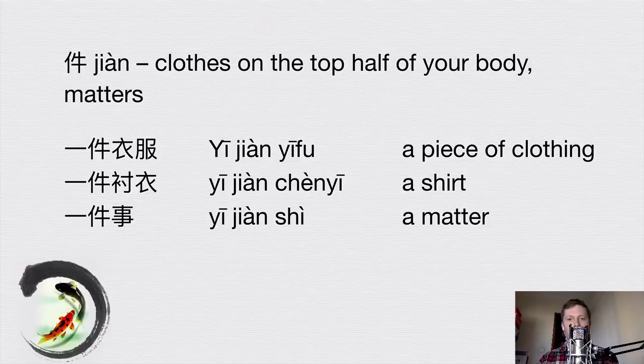For clothes that are on the top half of your body, or matters, we normally use 件. For example, 一件衣服 means a piece of clothing. This one also has a kind of measure word in English, piece of. 一件衬衣 means a shirt. 一件事儿 means a matter.